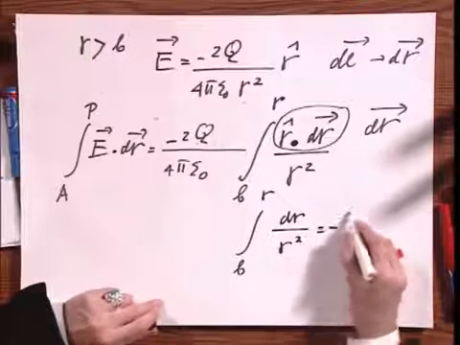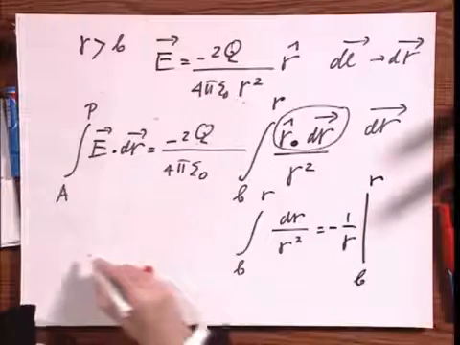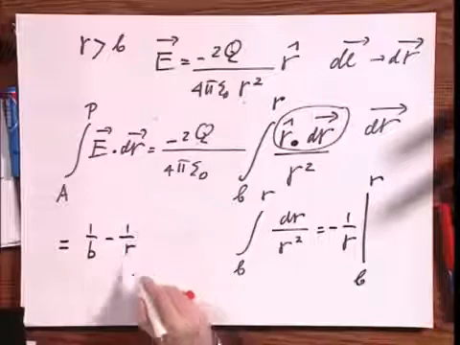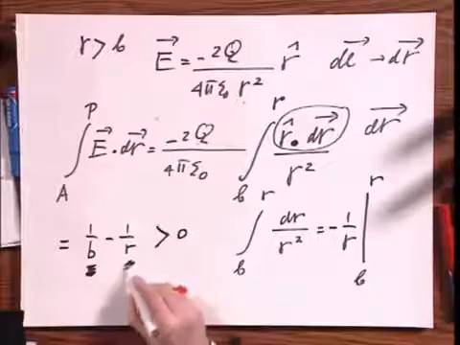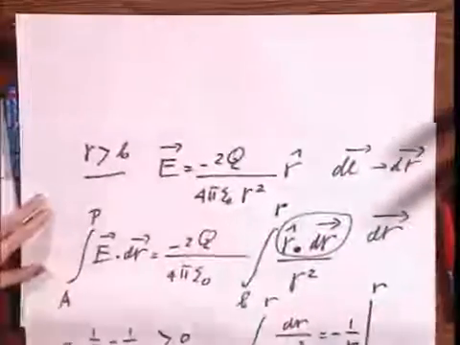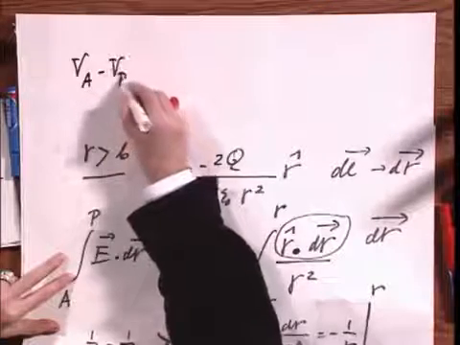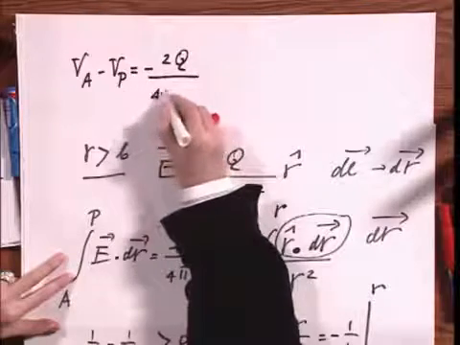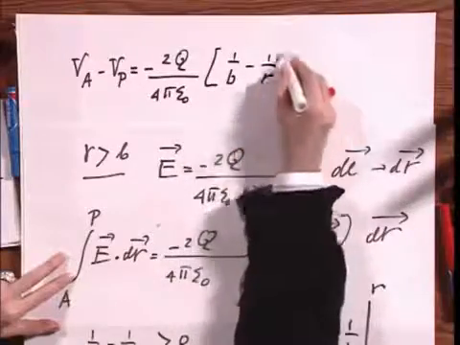And that equals minus 1 over r between b and r. And so that equals 1 over b minus 1 over r. And this value is positive, because b is smaller than r, because r was outside b. And so this is the neat way to do it, the elegant way. And so you'll find now that VA minus VP equals minus 2q divided by 4 pi epsilon 0 times 1 over b minus 1 over r.